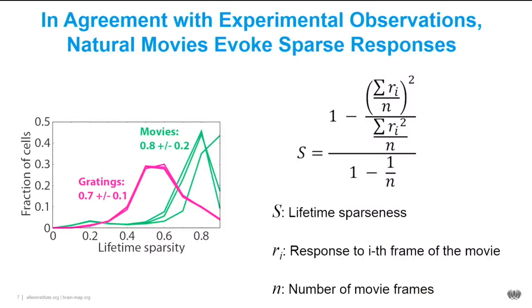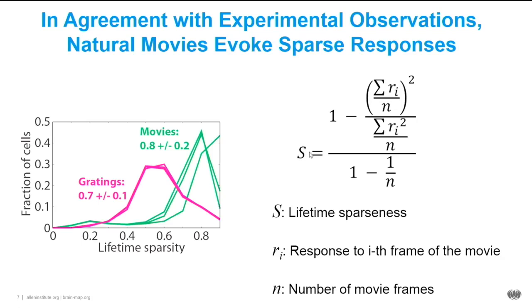Finally, also in agreement with experiments, responses to natural movies also evoke sparser responses, as shown in this plot. This plot shows you the fraction of cells having a particular lifetime sparsity, which is defined according to the equation on the right. The different terms in this equation have been explained here. However, intuitively, one can think of this metric as representing the following cases.